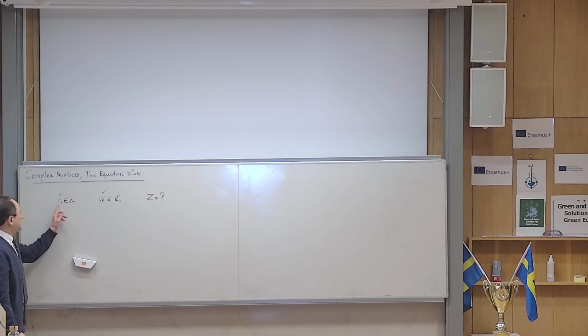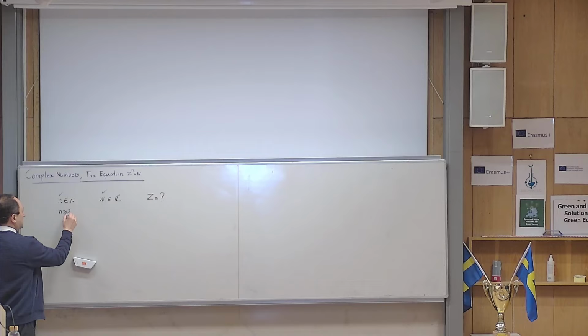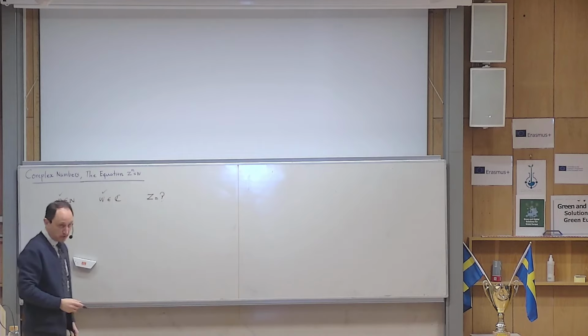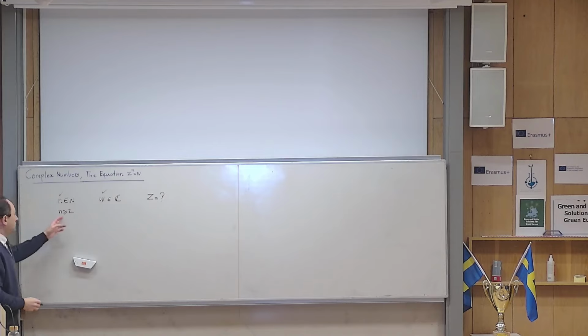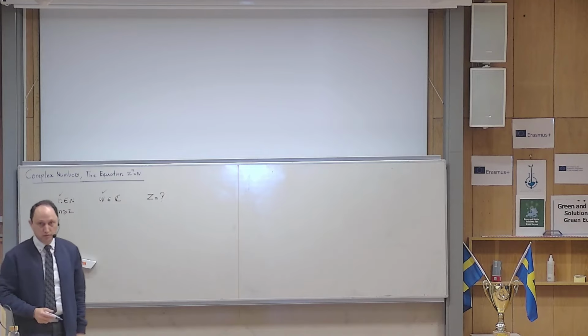And even though I told you n is a natural number, of course, it makes sense if n is greater than or equal to 2, yes? Because if n is 1, of course, z is w. There is nothing to find. But if n is greater than or equal to 2, then it becomes more interesting.